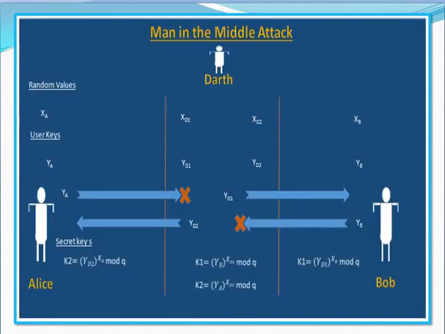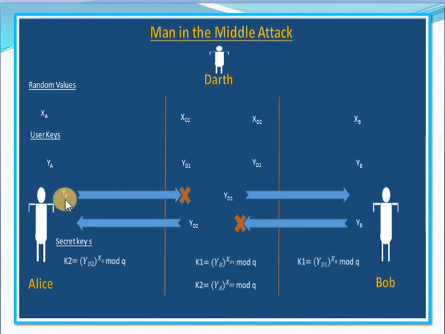The following diagram shows the man in the middle attack. Here A is Alice, B is Bob, user A and user B. There is a middleman, Dorothy. Now the random values generated by user A are XA, and random values generated by user B are XB. Here Dorothy will generate two random values XD1 and XD2. User A generates one public key YA, user B generates one public key YB. Here Dorothy will generate two public keys YD1 and YD2.